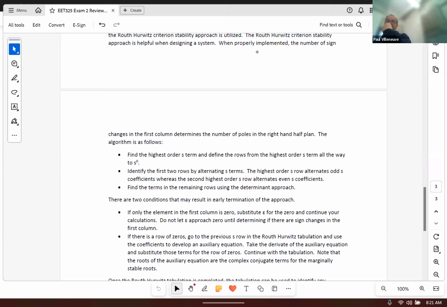Normally, when you have a row of zeros, you're going to end up with a marginally stable system. Okay. So Routh-Hurwitz doesn't tell us if the system is stable or not. It just tells us the number of poles in the right-hand half plane. If there are poles on the j omega axis, the Routh-Hurwitz approach is still valid because there are no poles on the right-hand half plane. So that's where you've got to be careful. If you end up with a row of zeros, you're almost certainly going to have a marginally stable system.